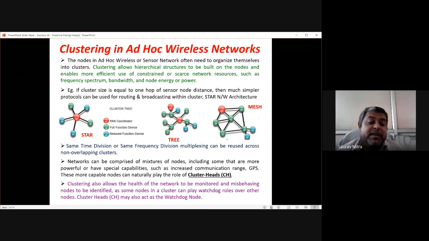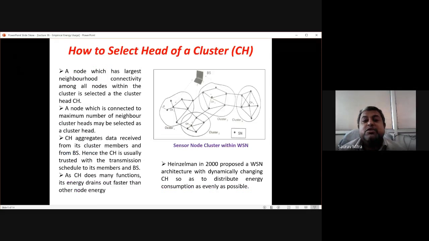We should be careful. Some nodes in a cluster can play watchdog roles over other nodes. Cluster heads may also act as the watchdog node. A watchdog node tracks which node is on at what time, which node is off at what time, and which node is having latency for how much time. All those things can be tracked continuously by the cluster head. So these are the jobs of a cluster head.